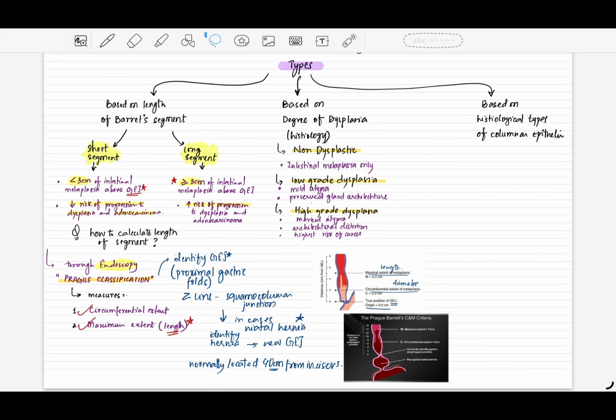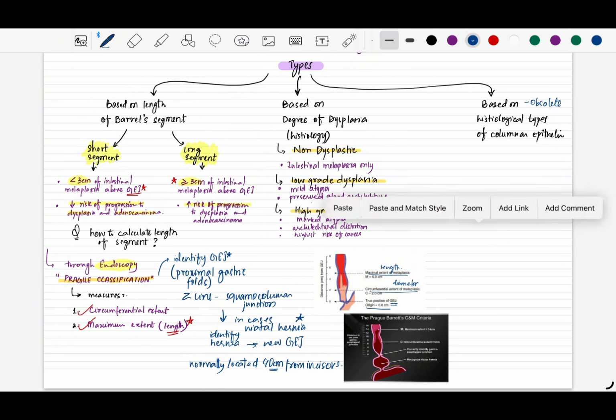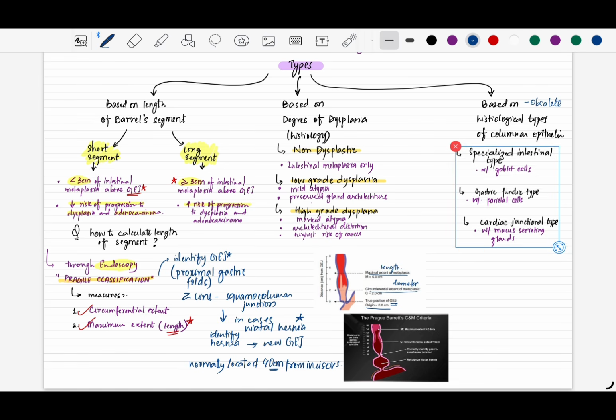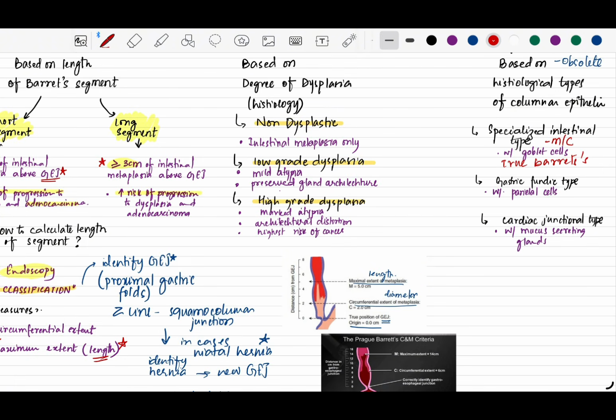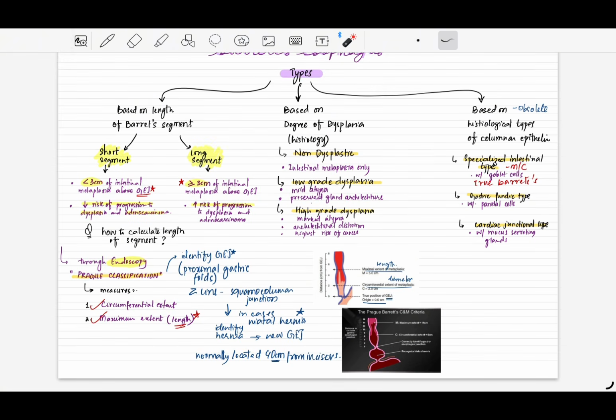Based on the histological types of columnar epithelium, this is usually an obsolete classification, but let's still discuss it. It can have the specialized intestinal type with goblet cells. We already discussed that this is the most common, and this is also known as true Barrett's. Then we have the gastric fundic type with parietal cells, and then the cardiac junctional type with mucus secreting cells. This is all about the classification of Barrett's esophagus.